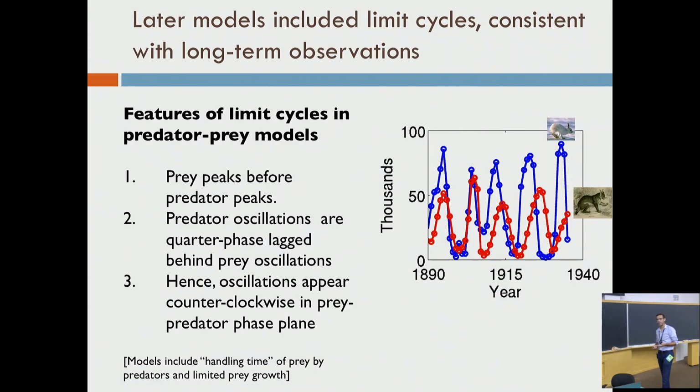So later models began to fix that. First of all, you could just have some handling time. If it just takes some time for the predators to handle the prey, you end up getting limit cycles, and this is data from the lynx-hare system, where lynx eat hares. And again, the point you should take away is that we have time, we have prey, predator.